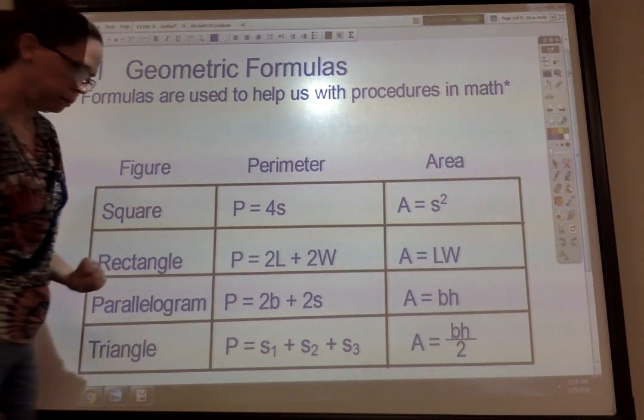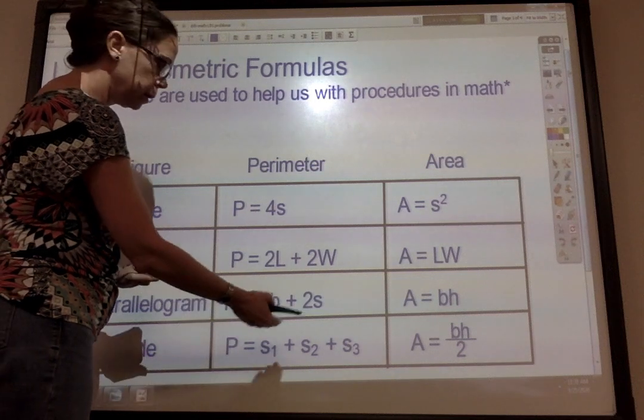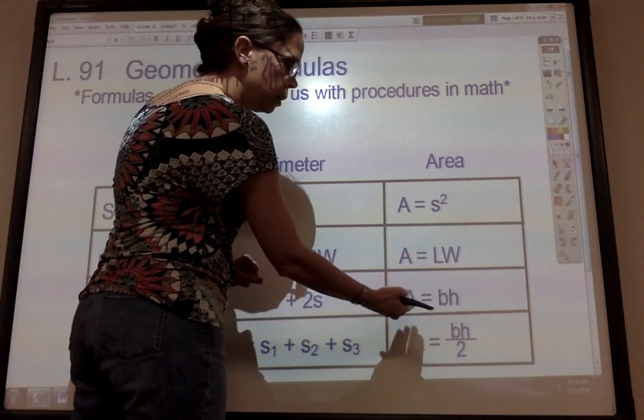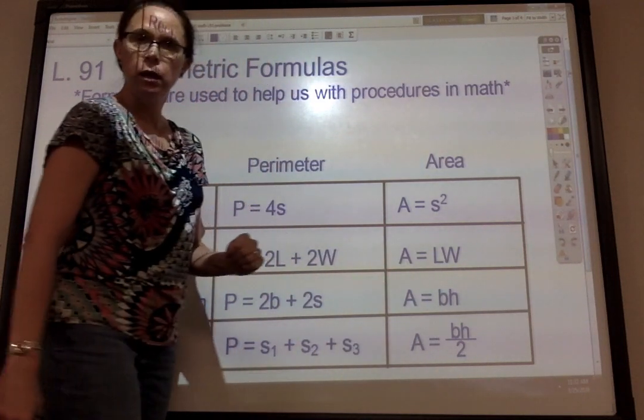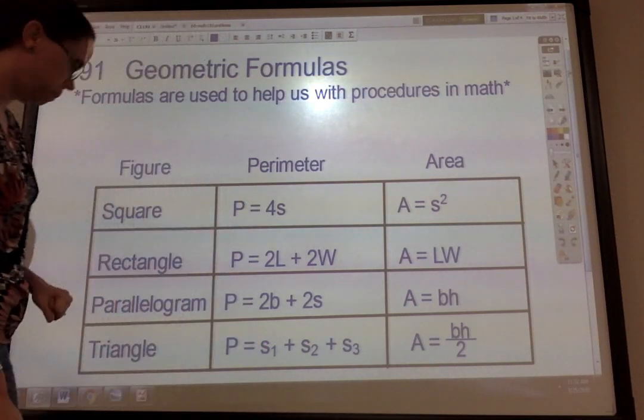For a parallelogram, to find the perimeter, we say 2 times the base plus 2 times the side. For area, we have to say area is equal to base times height. And remember, a base and a height always have to form a right angle.